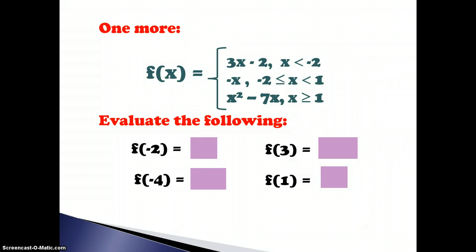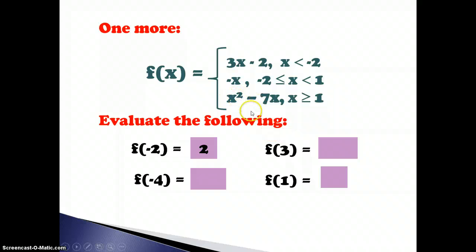Great. Now that you've tried these, let's see. F of negative 2. First of all, which function am I going to use? Function 1, 2, or 3? I know x is equal to negative 2, so that will be my middle function, which is negative x. So negative parentheses negative 2 will give me a positive 2. Good job. What about the second one, f of 3? F of 3 means x is equal to 3. So which of these restricted domains am I going to look at? I'm going to look at the last one. Perfect, because the last one says x is greater than or equal to 1.